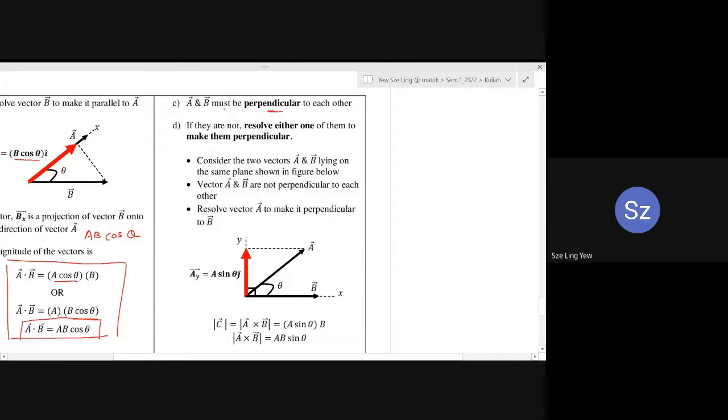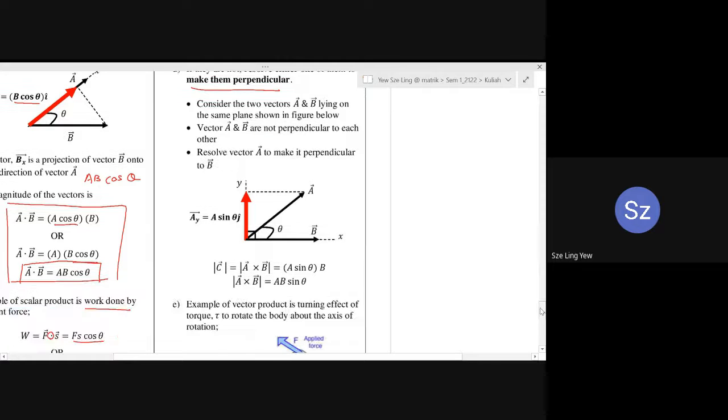So A and B, in a calculation, must be perpendicular to each other, but in terms of determining the direction, it's not necessary. Calculation must be perpendicular; determining direction, not necessary. Make sure you understand. If they are not perpendicular, you have to resolve either one of them to make them perpendicular to each other. So consider you have two vectors, A and B.